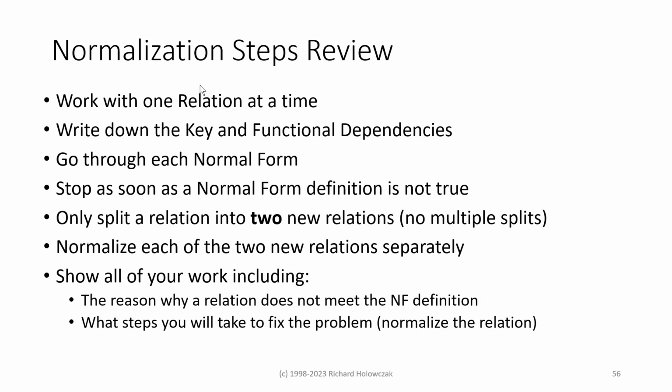A final review. First, work with one relation at a time. Don't try and normalize 3 or 4 relations at once, just start with one at a time. Write down the key and functional dependencies, and then go through the definition of each normal form. As soon as a normal form definition is not true, stop and perform the split. Only split a relation into 2 new relations. Don't try and split them into 3 or 4 at a time. Just do one split at a time into 2 new relations. Then, normalize each of those 2 new relations separately.